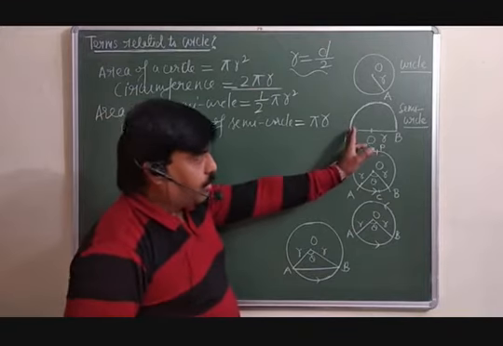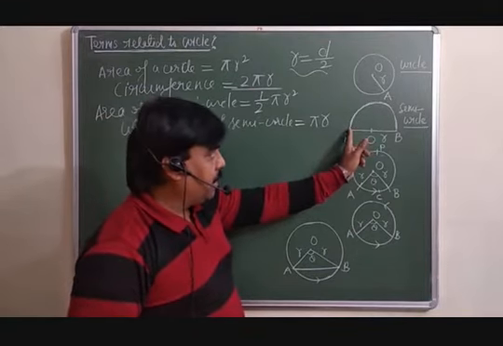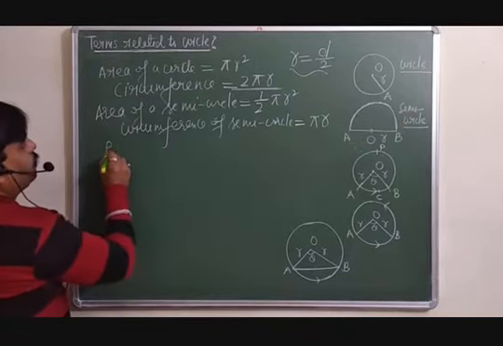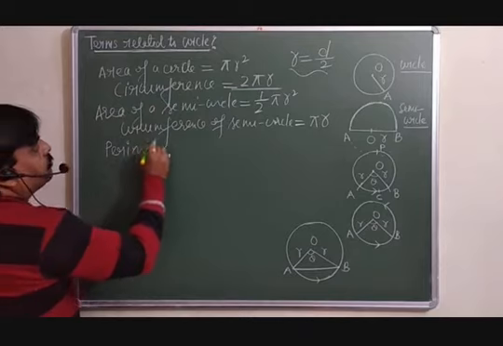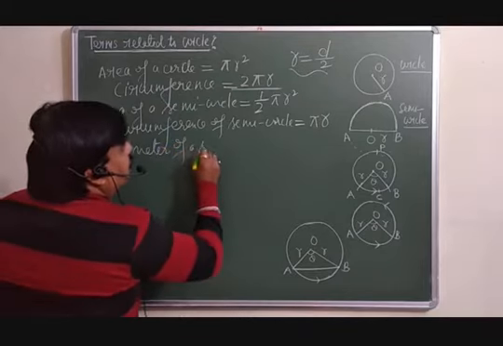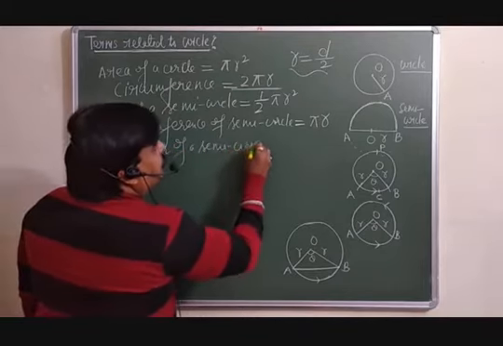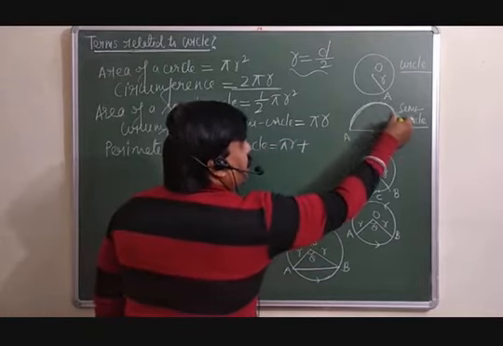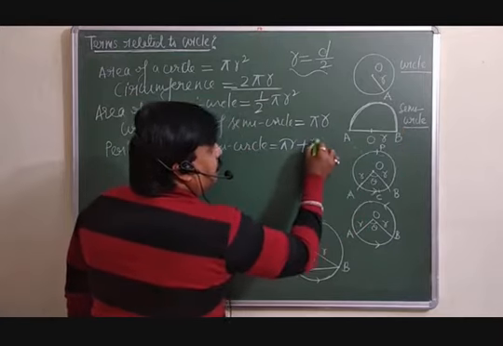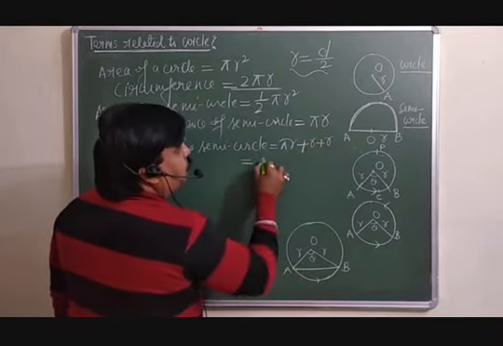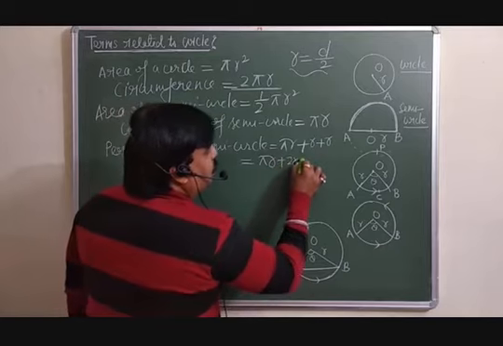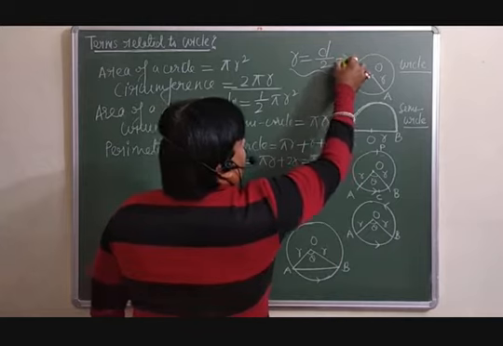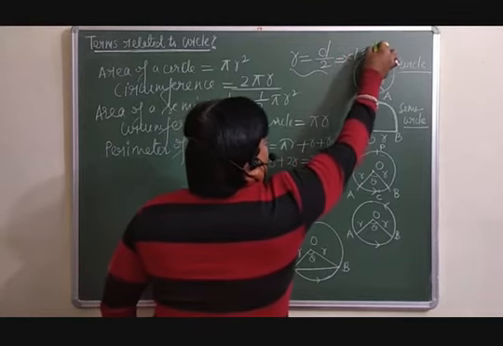But if we talk about the perimeter, then this one plus this will be included. So the perimeter of a semicircle is equal to pi r plus r plus r. So this is equal to pi r plus 2r, or you can write pi r plus d, because the diameter is twice the radius. You already know that.